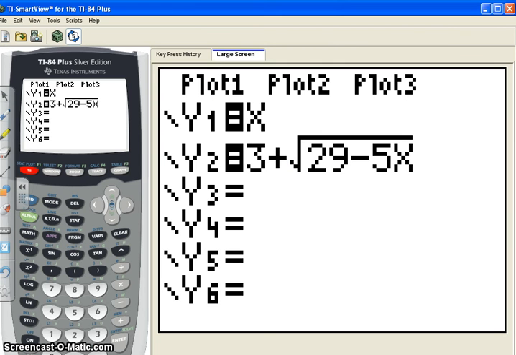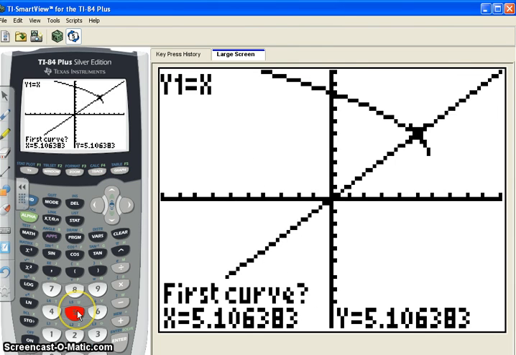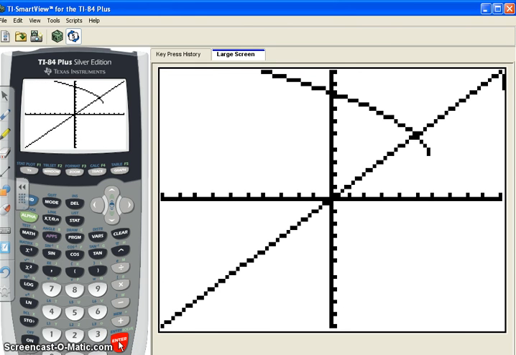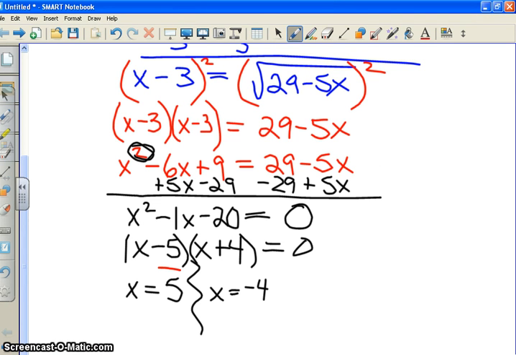And I'm going to use my calculator to check this. There's the left side and the right side of our original equation. Notice the curve and the line are only intersecting at one spot, and that spot is at x equals 5. So we have x equals 5 as our solution, and x equals negative 4 is an extraneous solution that we're going to throw out.